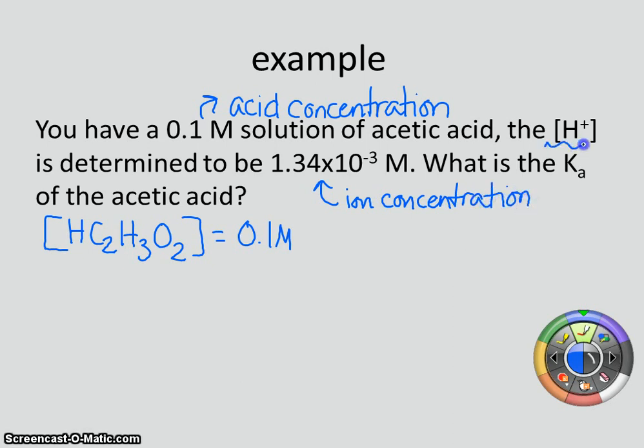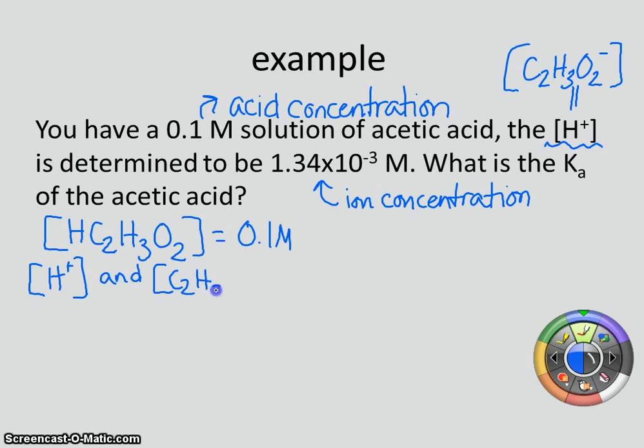Okay, and because it is the hydrogen concentration, that is also going to equal our anion concentration, which in this case is the acetate ion, C2H3O2 negative. Remember, they are equal to each other. So hydrogen and acetate both going to equal 1.34 times 10 to the negative third molar.